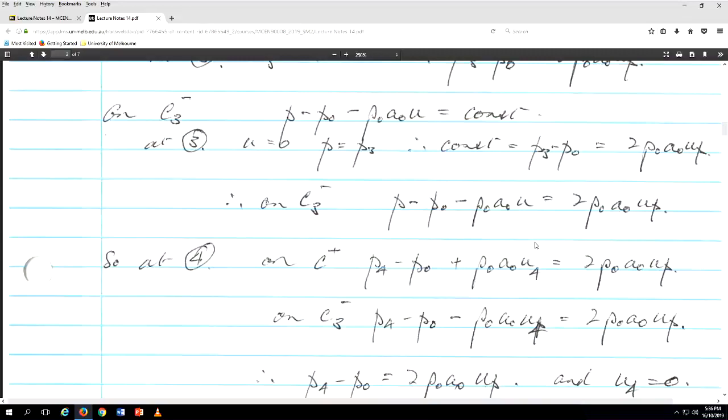So what has happened is, as a result of this closed end, I have the compression being reflected as another compression. The pressure is a little bit higher. It's 2 rho naught A. So there's a discontinuity in pressure, it goes up, but the velocity goes to 0. So you can build up a picture as to what might happen.